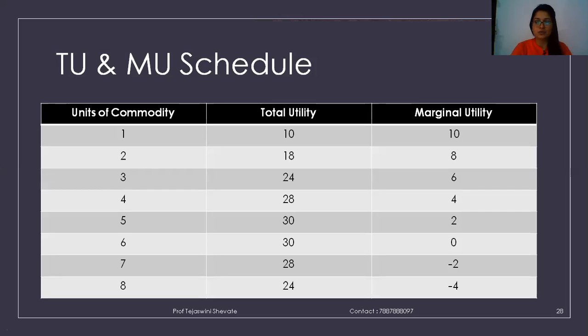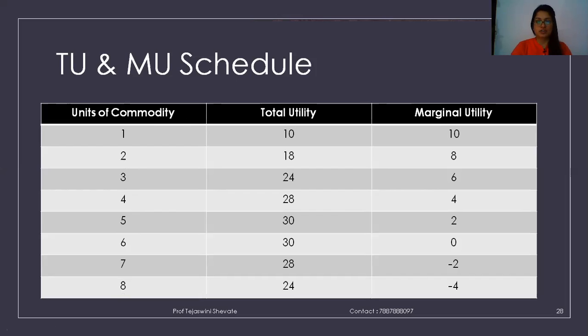Now, what is a schedule? A schedule is a tabular representation. In this tabular representation, the first column consists of units of commodities, the second column contains the total utilities, and the third column contains marginal utilities. For example, let's assume that we were consuming mangoes over here, so the units of commodity is 8. We have consumed 8 mangoes one after the other, in a sequence.